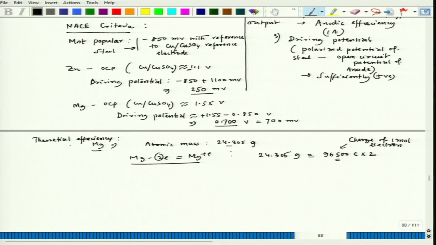Now, how do we express theoretical efficiency in terms of ampere hour per kg? So, this is my efficiency. It says that if I supply 1 ampere current, then 1 kg of substance will protect the material for 1 hour. Now, in terms of kg, 24.305 into 10 to the power minus 3 kg is equivalent to 96500 into 2 coulomb. So per kg, how many coulomb?